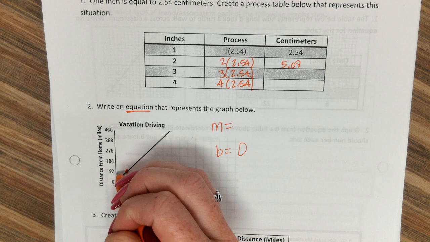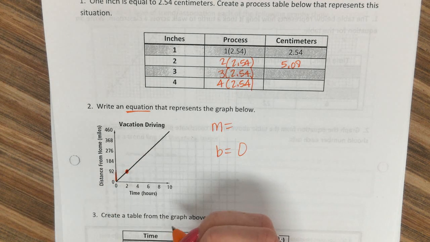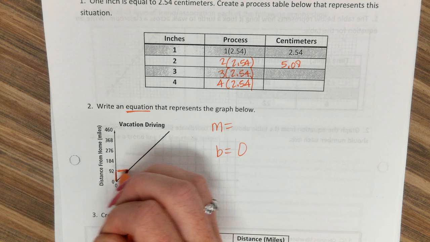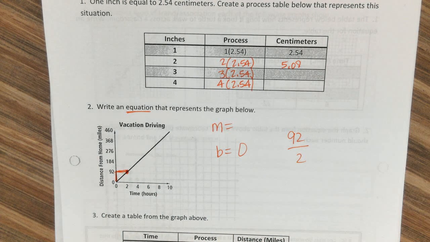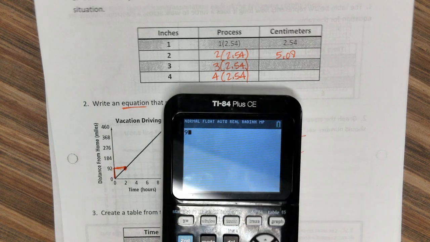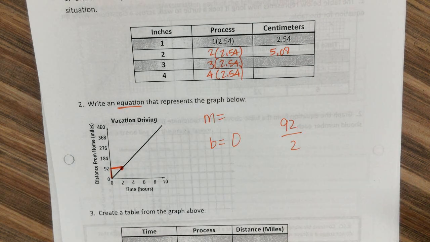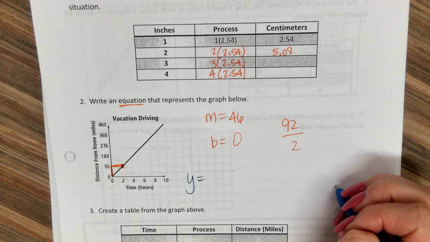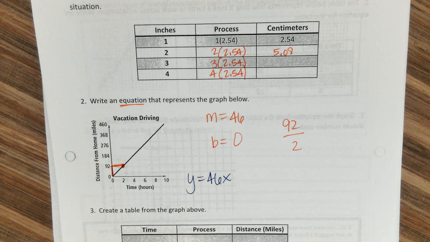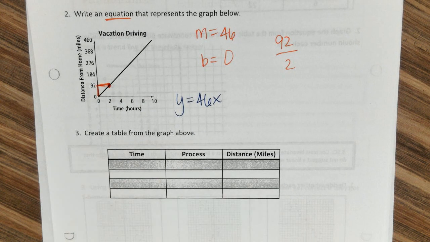So I went up 92, from 0 to 92, and I ran what? 2. So 92 is my rise, 2 is my run. 92 divided by 2 is 46. Can I write an equation now that I know the M and the B? What would my equation be? Y equals 46x plus 0. Do I have to write plus 0? No. Could I create a table from this?